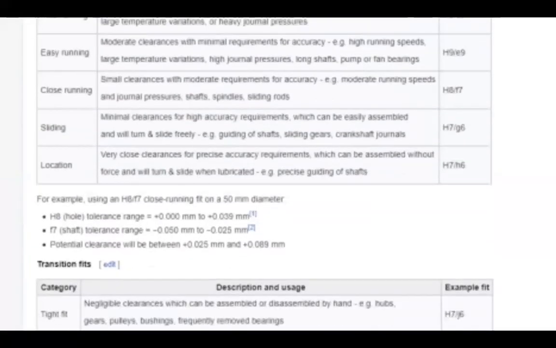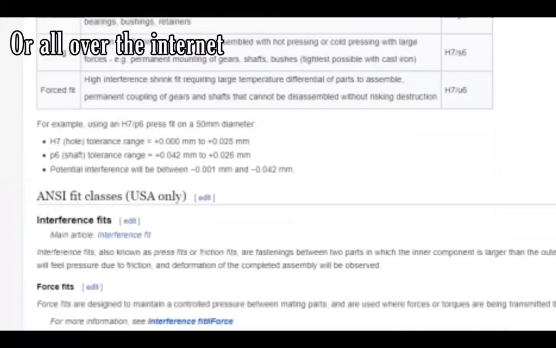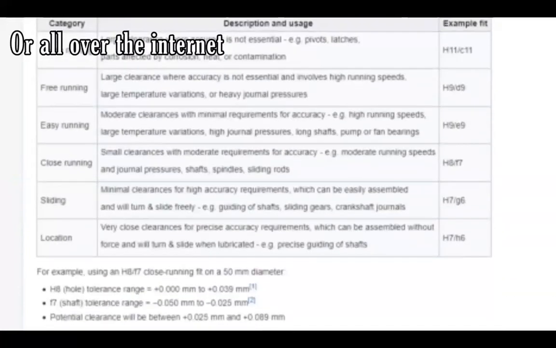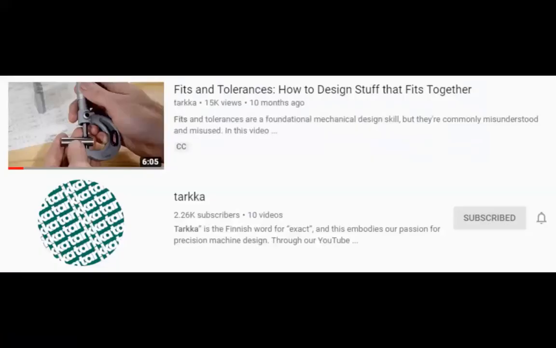Different fits, as well as their descriptions, can be found by looking up preferred fits and tolerances in the Machinery's Handbook. There's a preferred fit for most situations, and this is a really good starting point. Also, check out the YouTube video by Tarka on the ANSI system of fits and tolerances. The designations are different, but the concepts and considerations are the same.